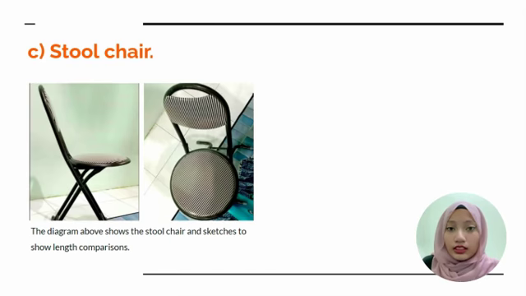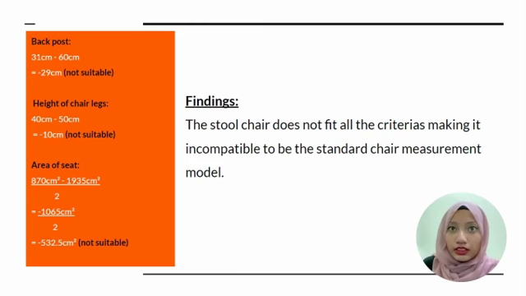The next one is the stool chair. Based on our comparison, the back post is negative 29 centimeters, which shows that it is not suitable, and the height of the chair legs shows negative 10 centimeters, not suitable, and the last one is the area of the seat, which shows negative 532.5 centimeters squared, not suitable too. Based on these three calculations, we have found that the stool chair does not meet the three criteria that we have set, showing that it does not fit to be the standard chair measurement model.